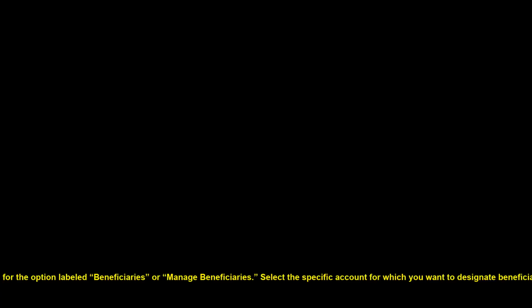Select the specific account for which you want to designate beneficiaries. Review the current beneficiary designations if there are any already in place. To add a new beneficiary, choose the option to Add Beneficiary. Input the full name of the new beneficiary. Specify the relationship you have with this beneficiary, such as spouse, child, or friend.